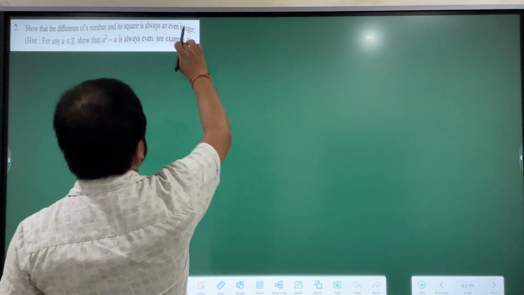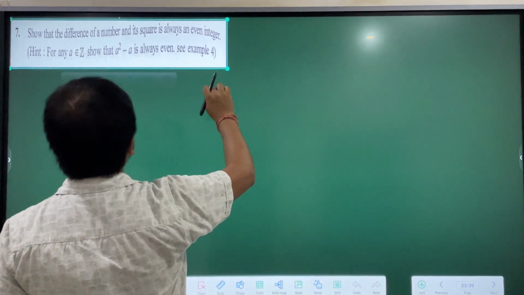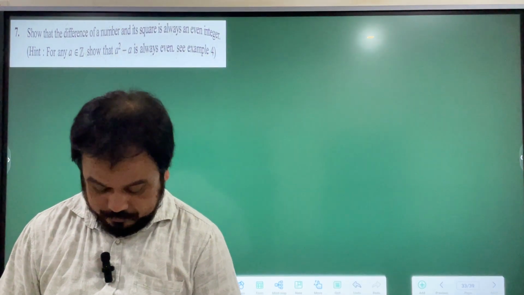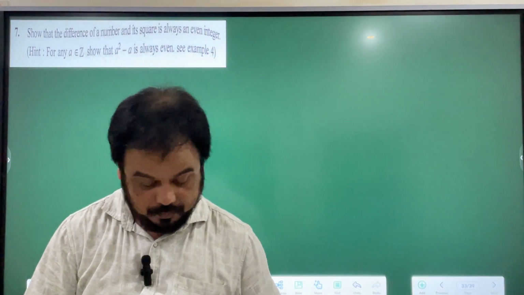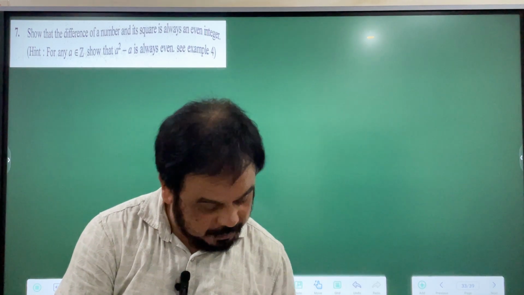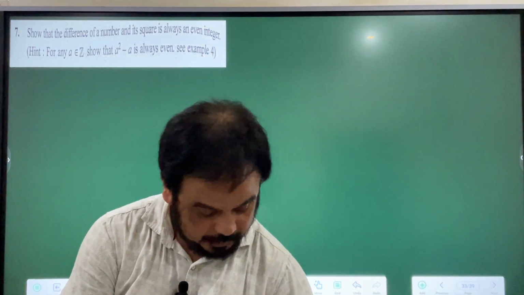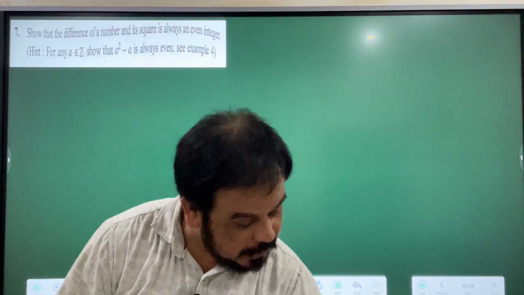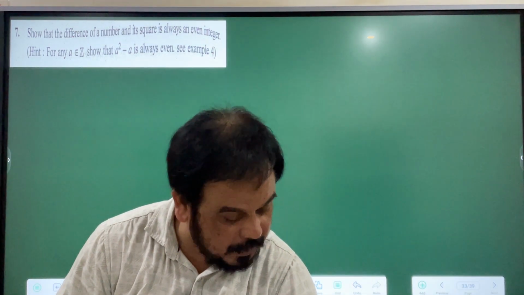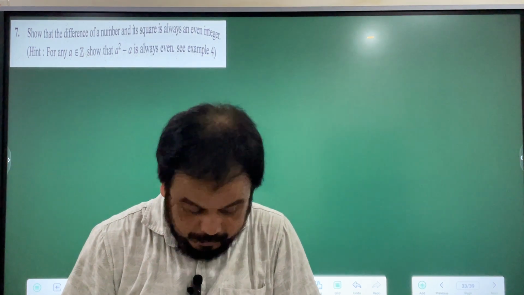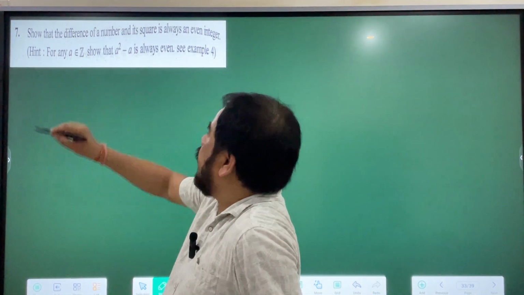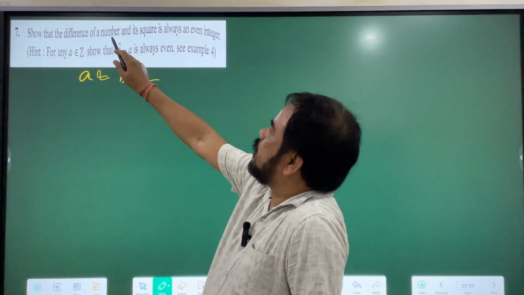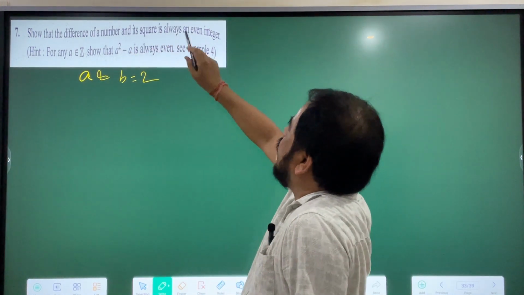Number 7. I think number 7 is the last sum. Show that the difference of a number and its square is always an even number. So even number, so you will take b equals 2.